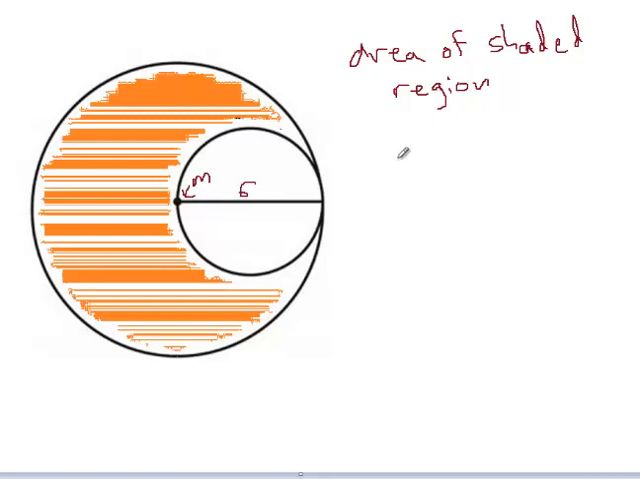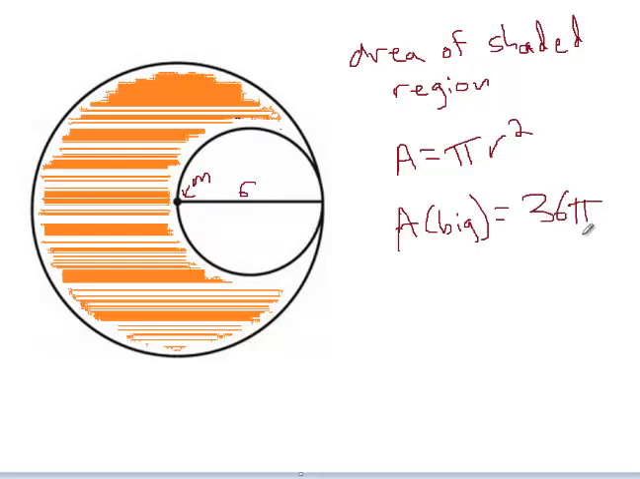Alright, let's find the area of the big circle. The area of a circle is always pi times the radius squared. Now the radius of the big circle is 6, because it tells you that's the midpoint. And 6 squared is 36. So the area of the big circle is 6 times 6, which is 36 times pi. Now we could multiply it out, estimate pi as 3.14, but you don't have to do that. You can leave it in terms of pi.